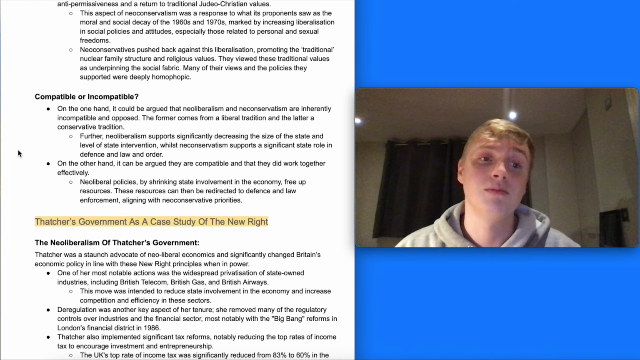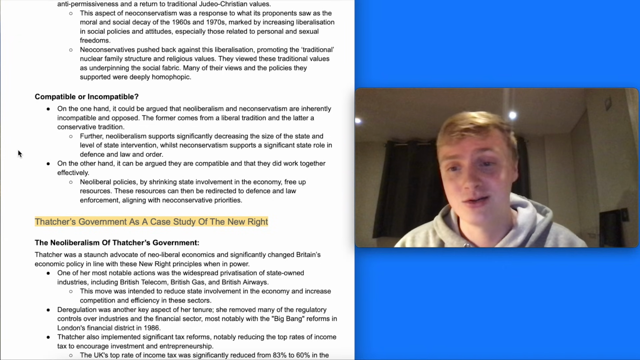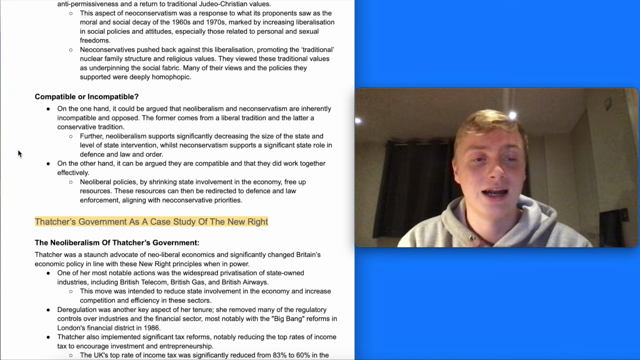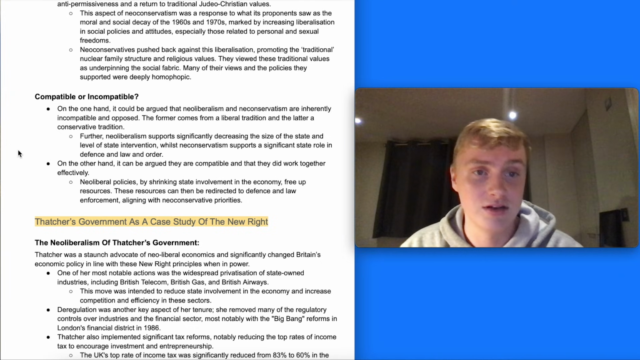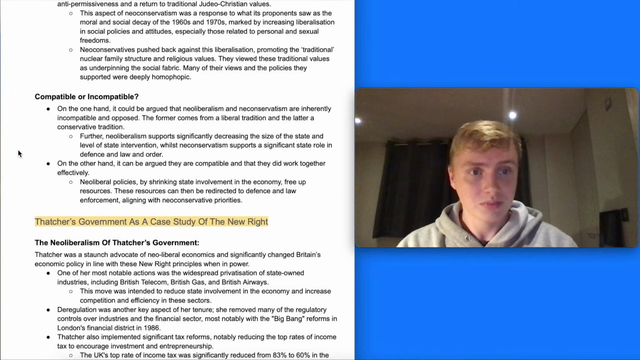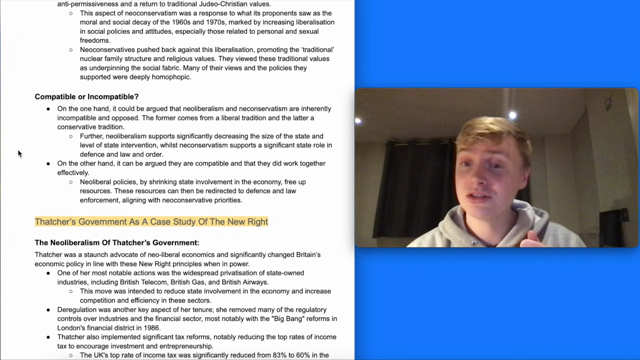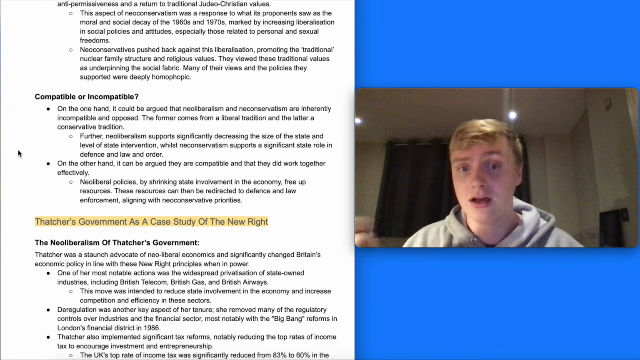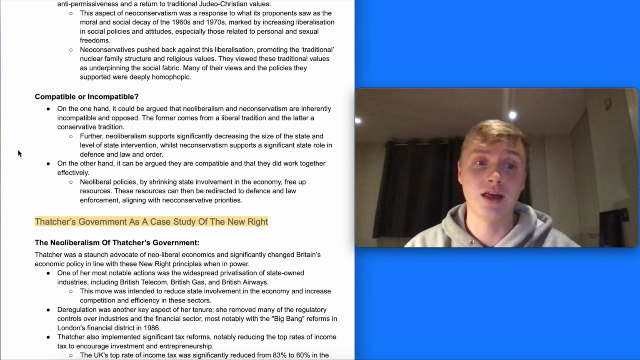The final thing to quickly look at is whether neoliberalism and neoconservatism should be seen as compatible or incompatible. As I said, they're in the same people. This is why we call it the New Right, because Thatcher was simultaneously a neoliberal and a neoconservative. And the New Right as a whole is seen as a conservative ideology rather than just neoconservatism. On the one hand, it could be argued that they're incompatible. Neoliberalism comes from a liberal tradition, whereas neoconservatism comes from more of a conservative tradition. Neoliberalism supports decreasing the size of the state and the level of state intervention, whilst neoconservatism supports a more significant state role in defence and law and order. On the other hand, it can be argued that they are compatible and they did work together.